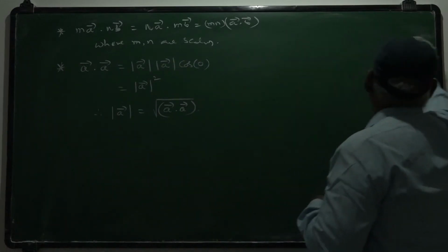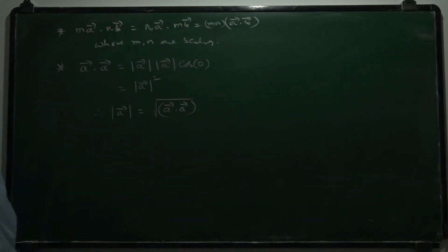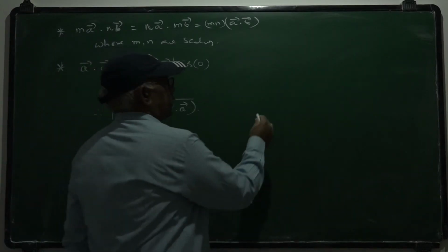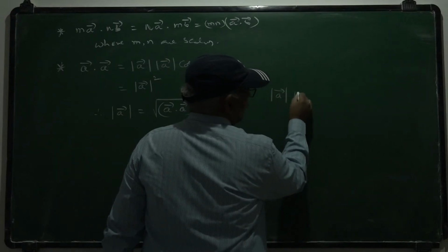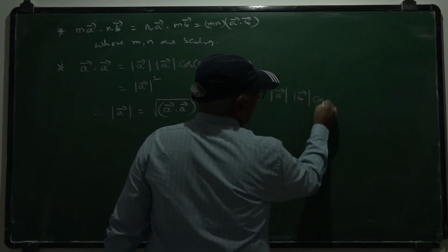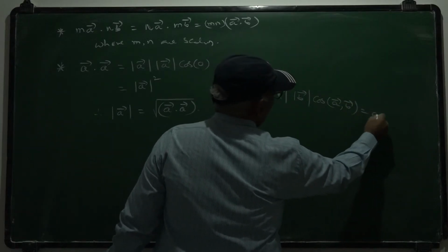Okay, these are the very important points related to the dot product. The dot product is defined as modulus of A bar, modulus of B bar, cosine of the angle between A bar and B bar. This is A bar dot B bar.